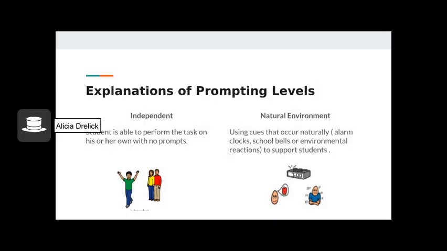We'll first start with independent. When a student is independent, they are able to perform a task with no prompts at all. Next, we have natural environment prompts. These are cues that occur naturally in the environment, things such as alarm clocks, school bells, or natural environment reactions. For example, if you're cold, you put on a coat. With today's advances in technology and the access to smartphones and tablets, it's very easy to set up natural environment cues through scheduled reminders or alarms.